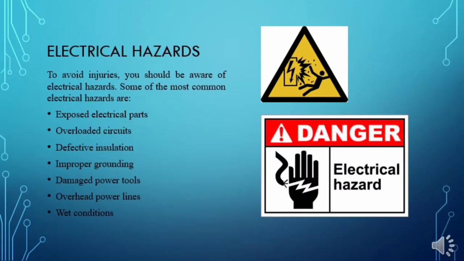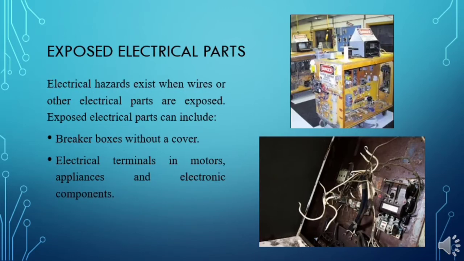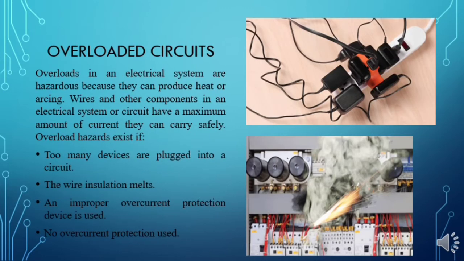Thank you. To avoid injuries, you should be aware of electrical hazards. Some of the most common electrical hazards are exposed electrical parts, overloaded circuits, defective insulation, improper grounding, damaged power tools, overhead power lines, and wet conditions. Exposed electrical parts exist when wires or other electrical parts are exposed. Exposed electrical parts can include breaker boxes without a cover, and electrical terminals in motors, appliances, and electronic components.